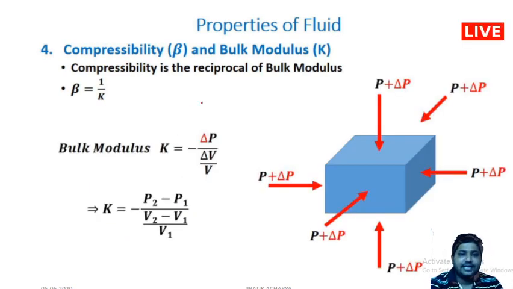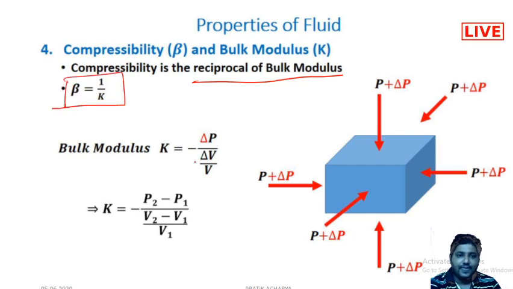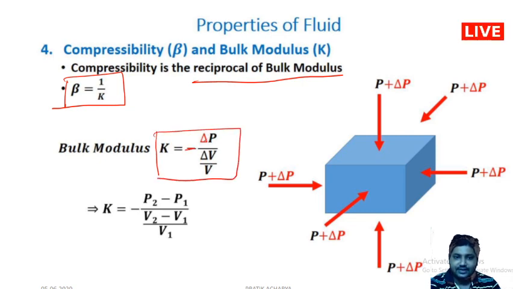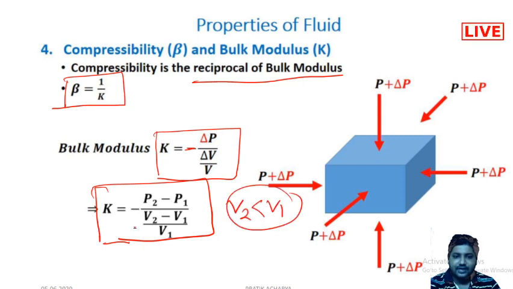Compressibility is the reciprocal of the bulk modulus. Compressibility is represented by beta, and it is 1 by K. The bulk modulus is defined by the change in pressure per volumetric strain, K = minus dP by (dV by V), and this is the basic formula you have to remember. Why is the negative sign there? Because V2 is going to be smaller than V1. In order to make it positive, we put a negative sign.